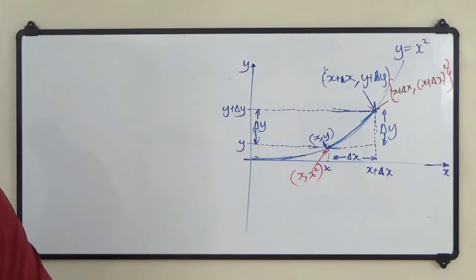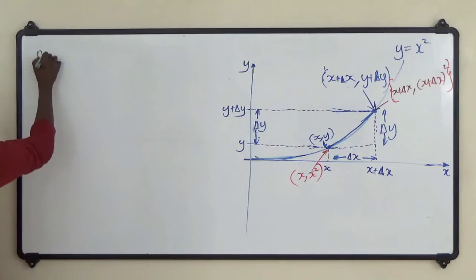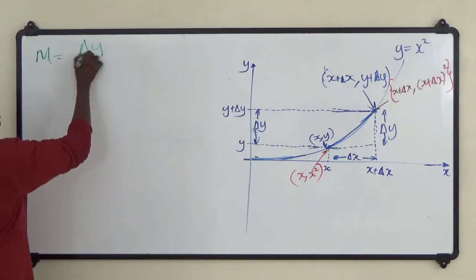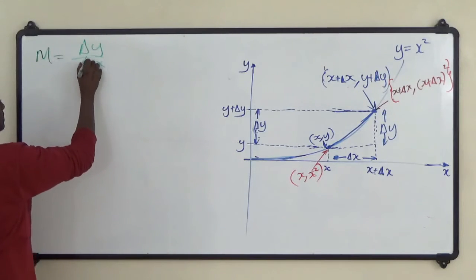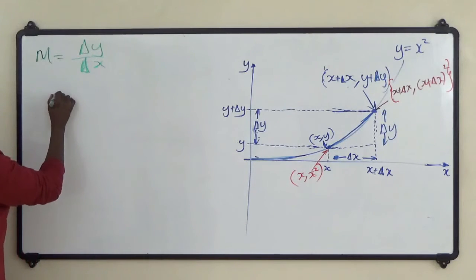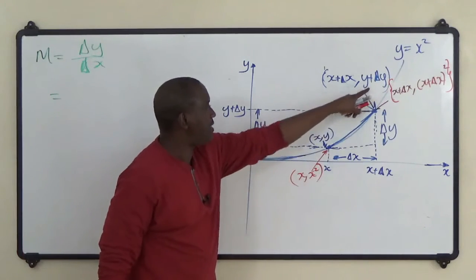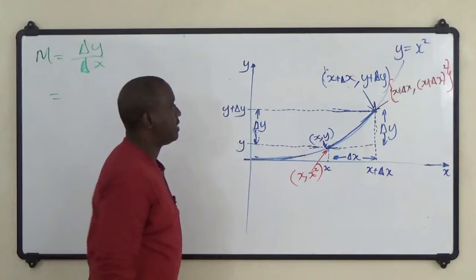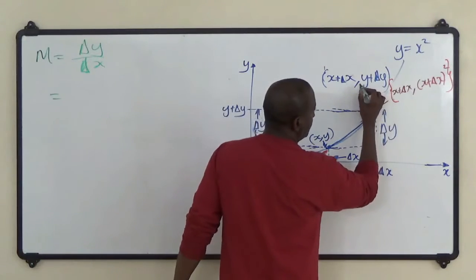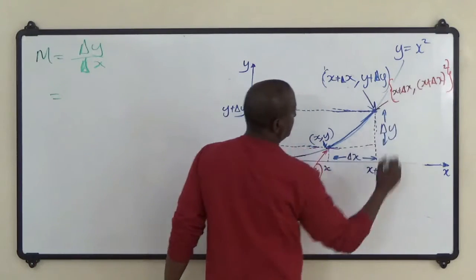The gradient, let me call it m now. The gradient m is equal to the change in y over the change in x. The change in y is what? y plus delta y minus y, that's delta y. But we established that the y coordinate is x plus delta x squared.